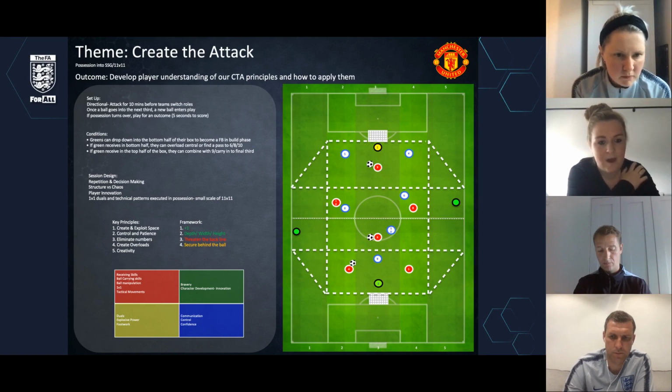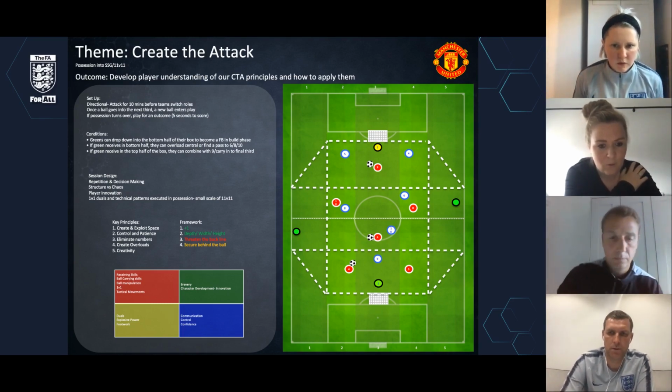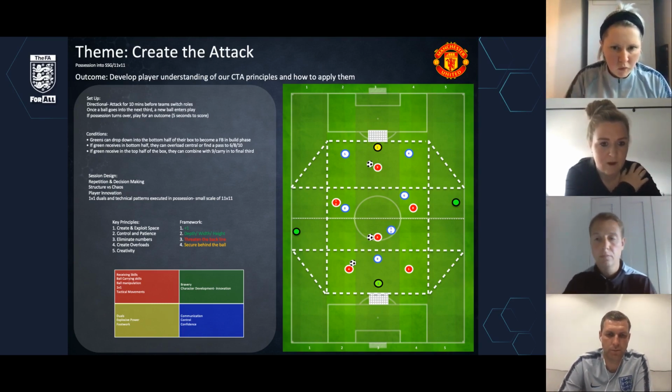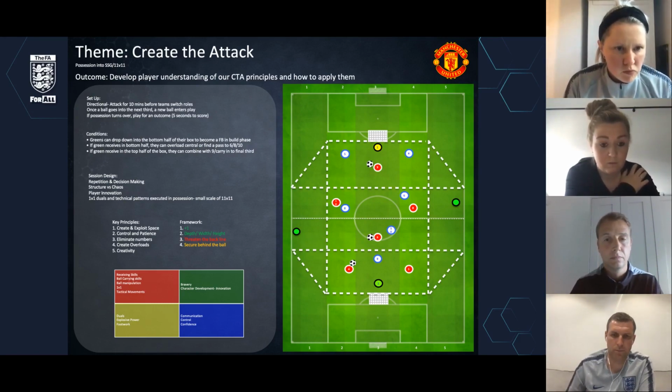So that's okay. It's understanding you can't cover everything in one session, but it's making sure what you do go after you get out. So I know by the time I finish this possession practice, I want to make sure the players have a clear understanding of the +1, of making overloads and utilising depth, width and height.